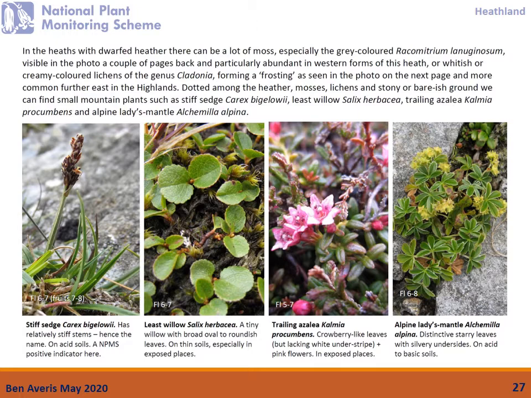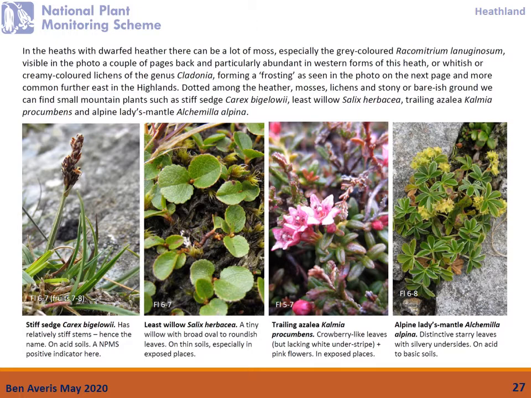The one on the left, stiff sedge, is quite a low-grown sedge. Well, everything's pretty low-grown in this zone. Rather broad, greyish green leaves. The particularly distinctive thing about it is that the stem is relatively thick and quite stiff. It likes acid soils.